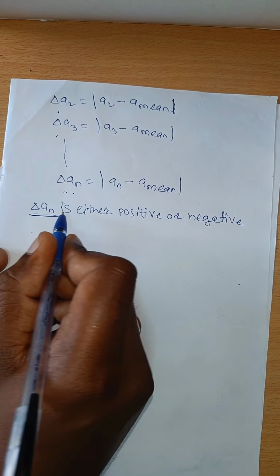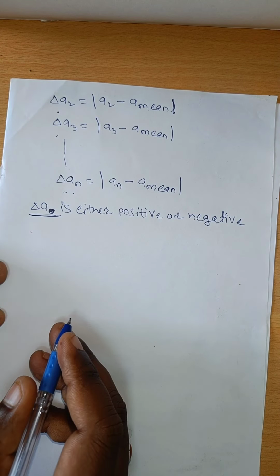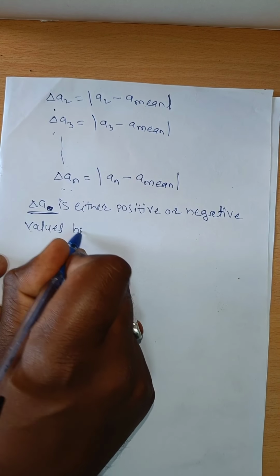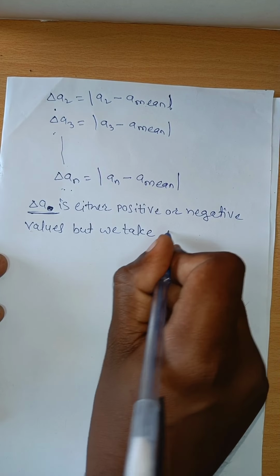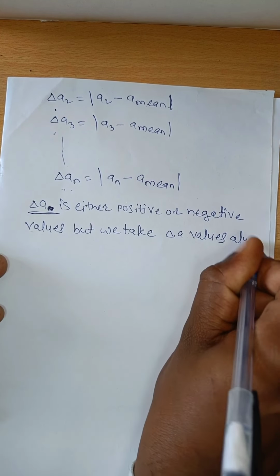Delta A is either positive or negative, but we take delta A values always positive.